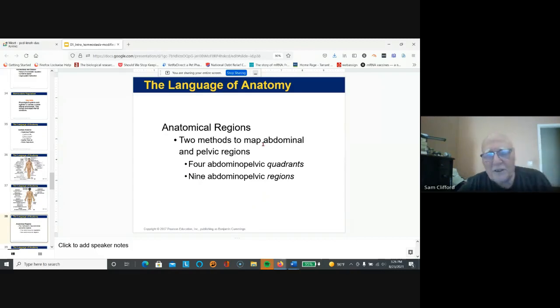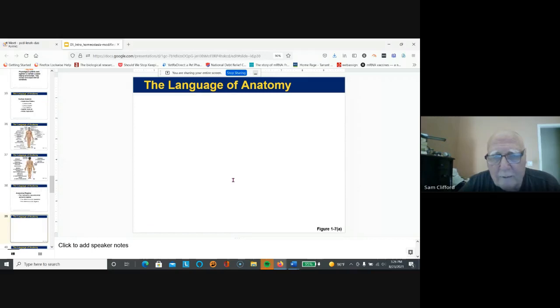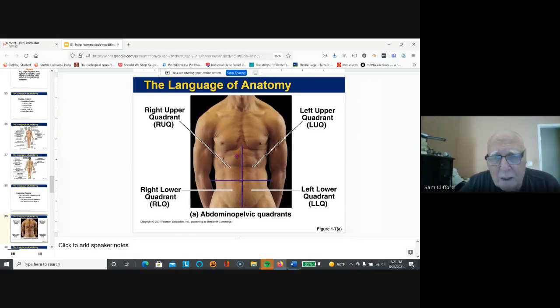Okay, anatomical regions. So there are 4 abdominal pelvic quadrants and 9 abdominal pelvic regions. What do they look like? So you take the stomach and the lower pelvic area, and you can have a right upper quadrant. So notice this is anatomical position. So this is the right side of the anatomical display. So there's 4 quadrants: right upper, right lower, and left upper.